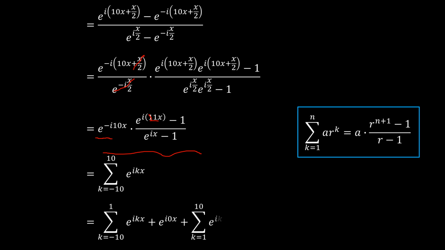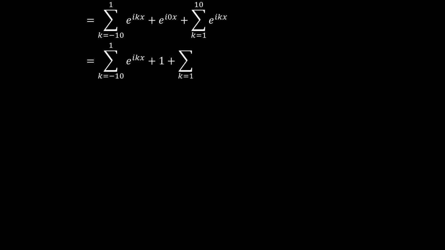And then we have the 0 component isolated, and then we have the summation from k equals 1 to 10 of e to the power ikx. Then it means that we have a problem that has 1 in between there, and we can isolate that 1, and then we have a summation from k equals negative 10 to 1 of e to the power ikx plus summation from k equals 1 to 10 of e to the power ikx.